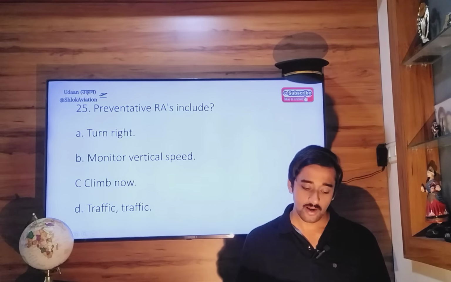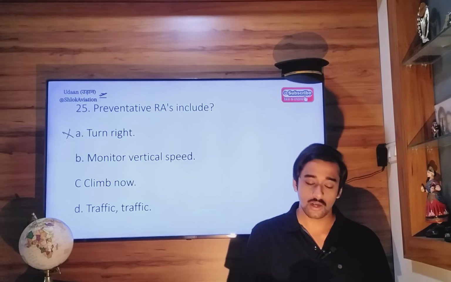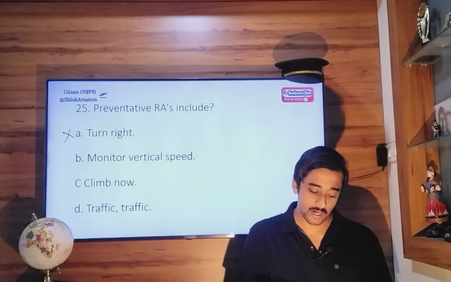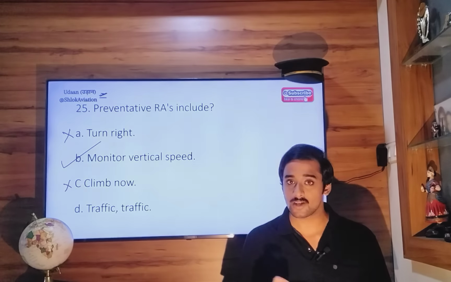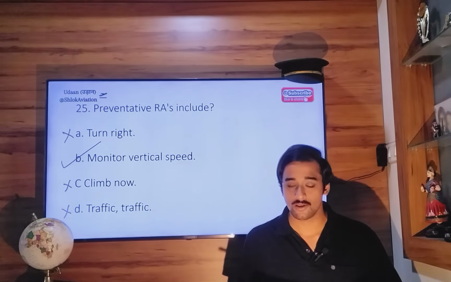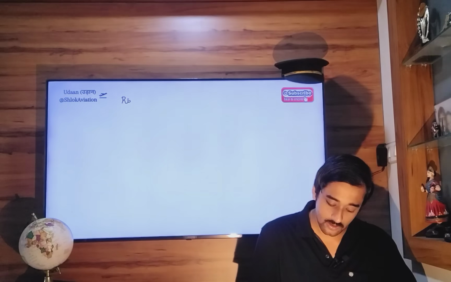Next. Preventative resolution advisories include turn right, no. Resolution advisories are only limited to the vertical plane. Monitor vertical speed, yes. Climb now, that is a type of corrective resolution advisory. Traffic is a traffic advisory, it's not a resolution advisory. So there are two types of resolution advisories.